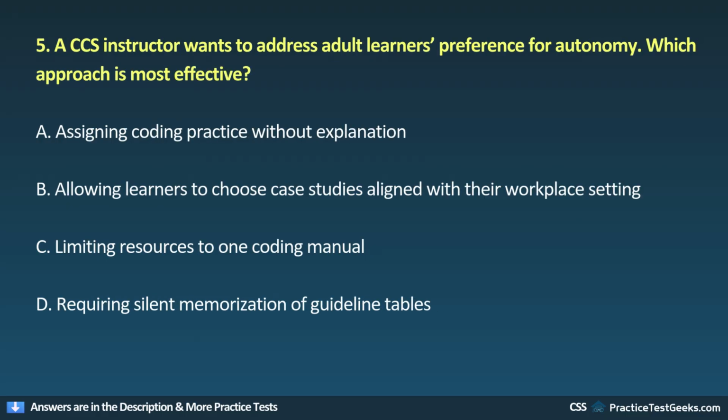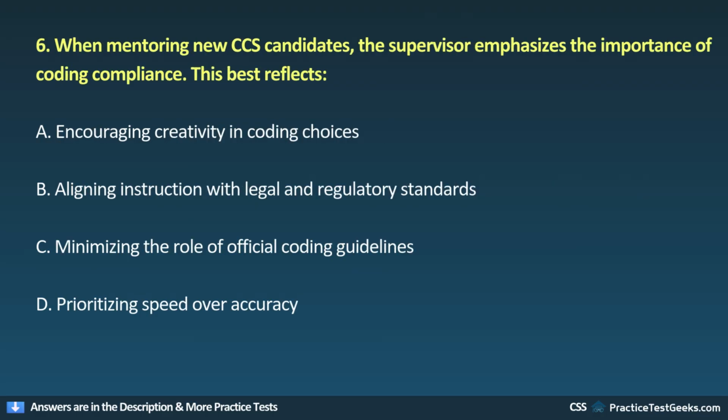5. A CCS instructor wants to address adult learners' preference for autonomy. Which approach is most effective? A. Assigning coding practice without explanation. B. Allowing learners to choose case studies aligned with their workplace setting. C. Limiting resources to one coding manual. D. Requiring silent memorization of guideline tables.